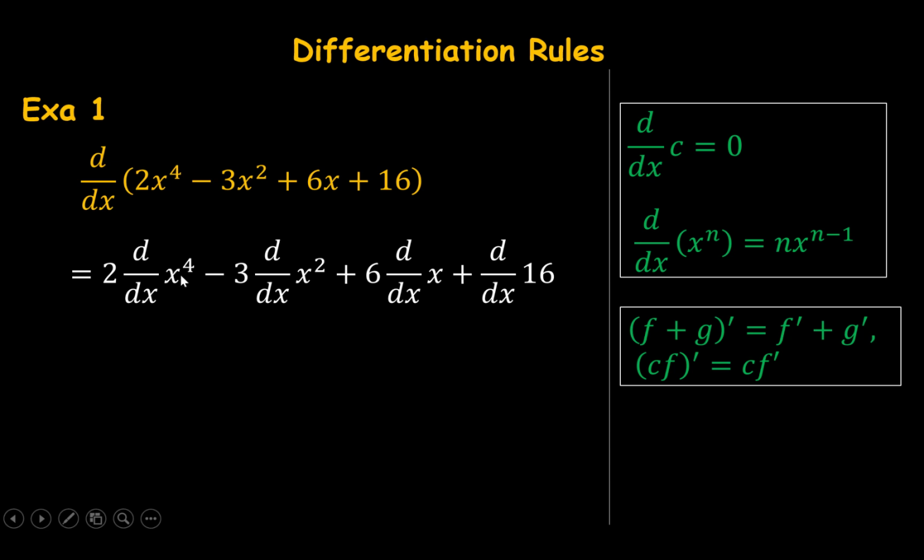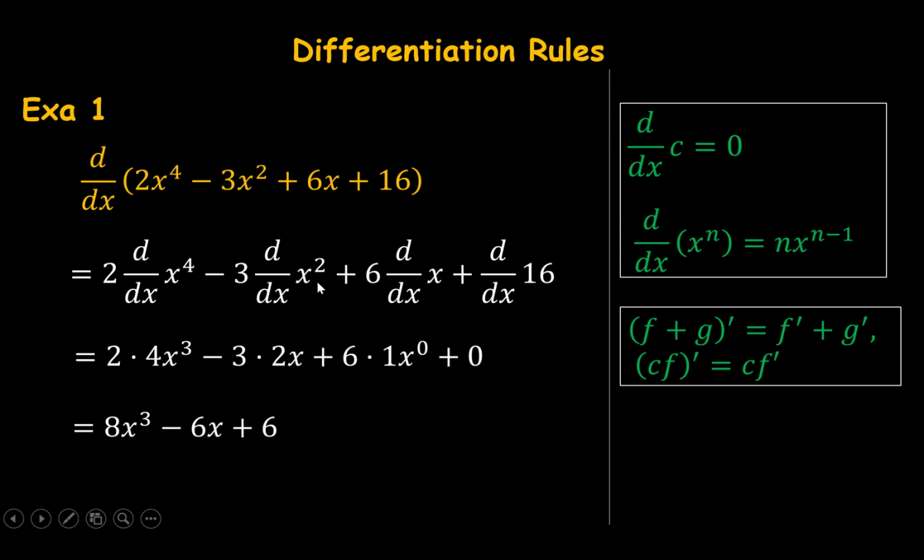So x to the 4th power by the power rule should be 4, bring this to the front, then x to the 3 because 4 minus 1 is 3, and similarly for others. So x squared gives you 2x: you bring the 2 to the front, and then 2 minus 1 is 1, so x to the 1. And then x will give you just 1, because x is x to the 1, so 1 minus 1 is 0, and x to the 0 is 1, all right? And then 16 is a constant, so the derivative is 0. And then this is your final answer.